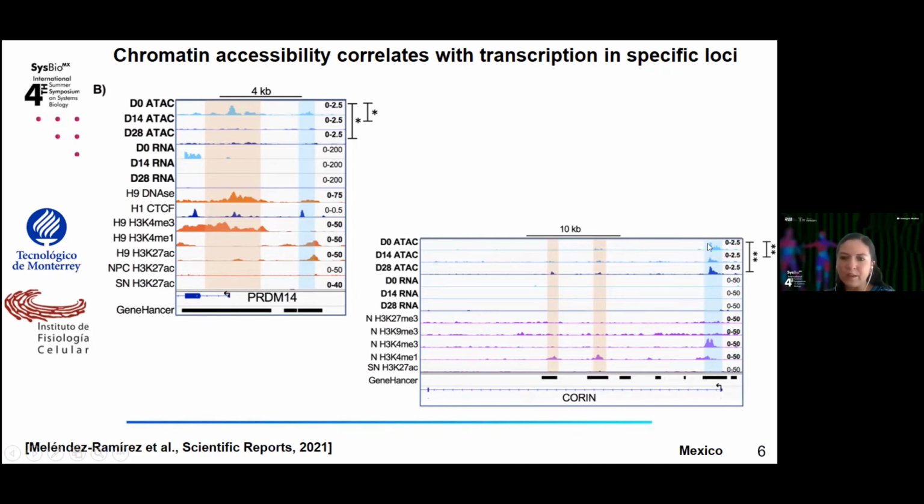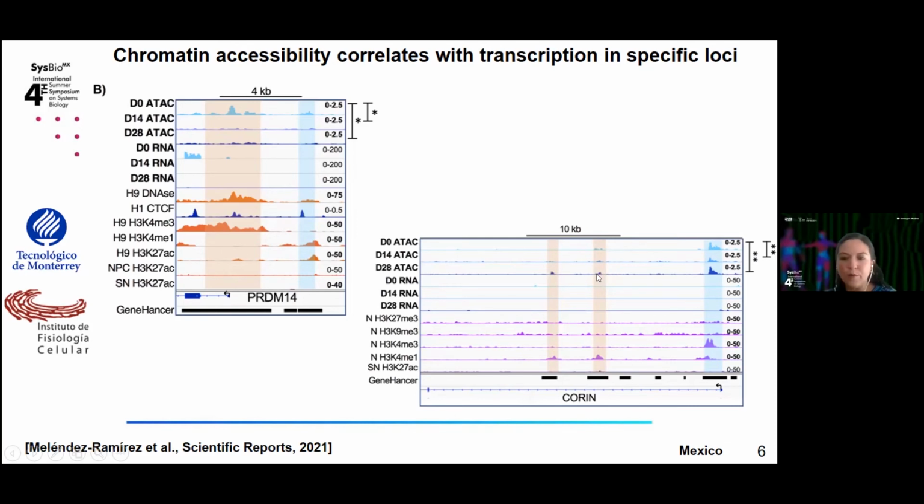So we see that there's chromatin accessibility in the promoter region at all the 3 time points, but there are some intergenic regions that start gaining accessibility at day 28, and they were not accessible at day 0. So these are potential enhancers. They are called putative enhancers.